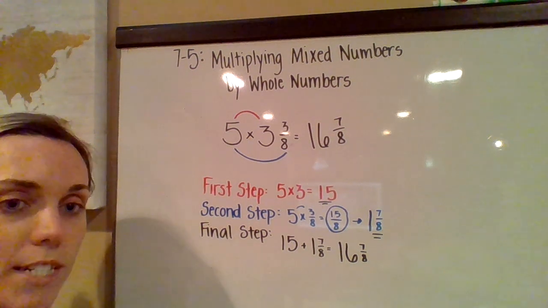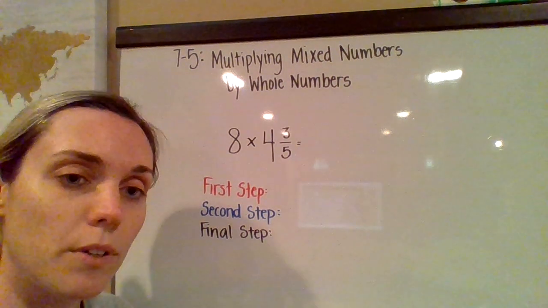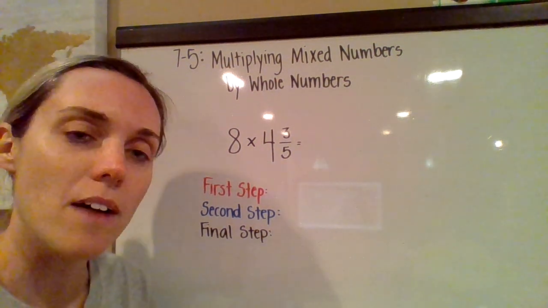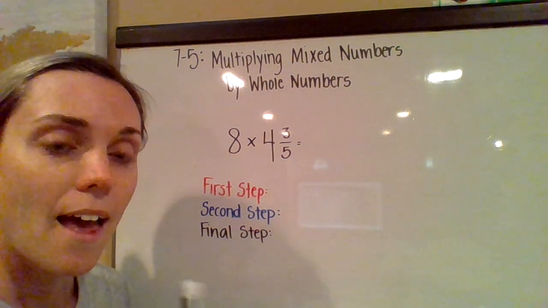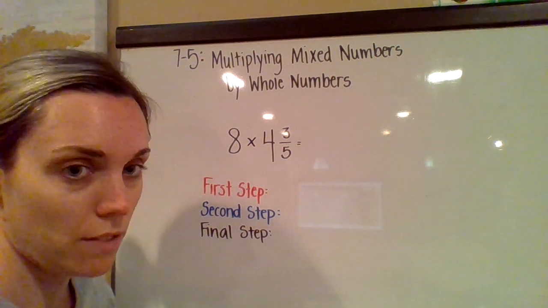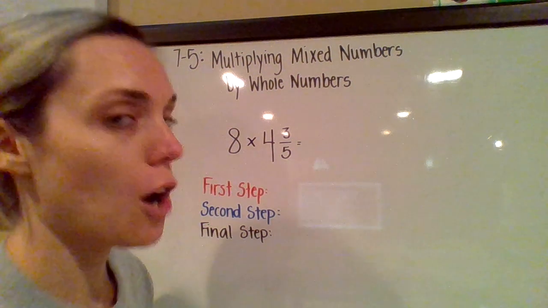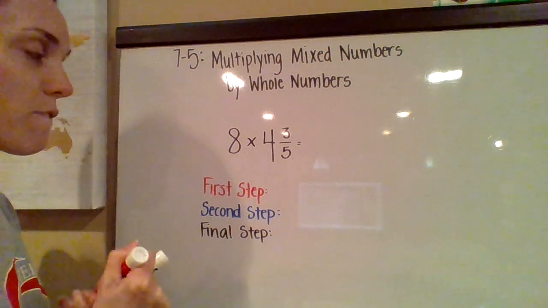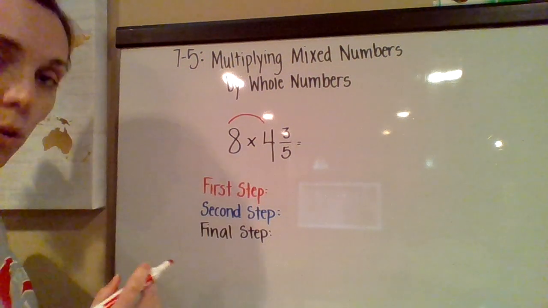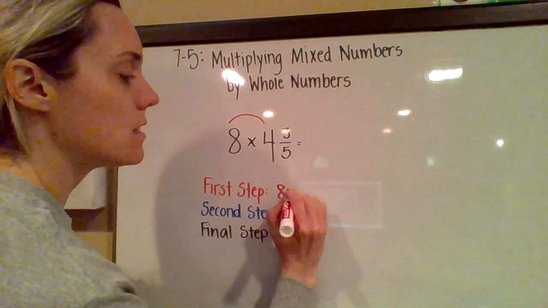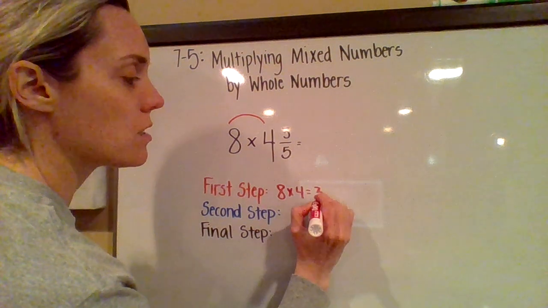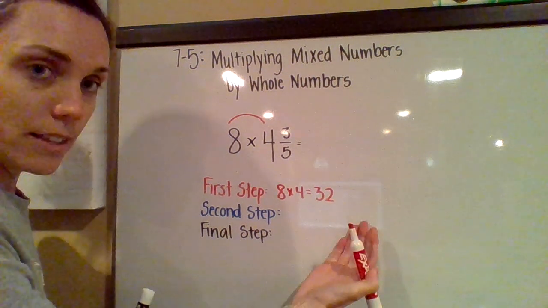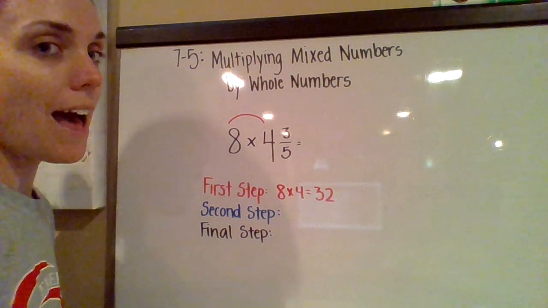Let's try one more together. What I recommend doing for this problem is really trying it along with me. If you're trying it along with me, you're going to be able to see, am I having problems with this? Do I really get it? And that's when you can start asking yourself questions or rewatch the video if you need. Okay, so our problem is 8 times 4 and 3/5. My first step, I'm doing my whole number by my whole number. It's 8 times 4, which is 32. And once again, knowing your facts is going to come into play on not only getting this done quicker, but getting it done accurately and correctly.